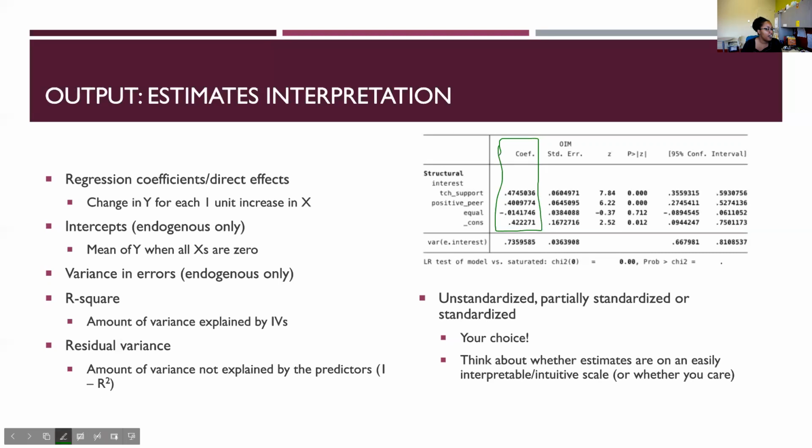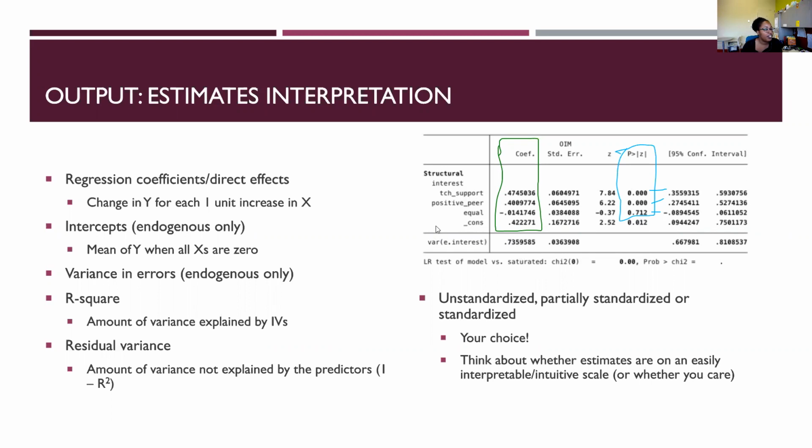We're going to interpret our significance p-values over here the same way as we would in regression. So this relationship between teacher support and interest is statistically significant below 0.05, positive peer below 0.05, and equal status, like I already mentioned, is not significant. So even though higher equal status is associated with lower interest, it's not a significant effect.